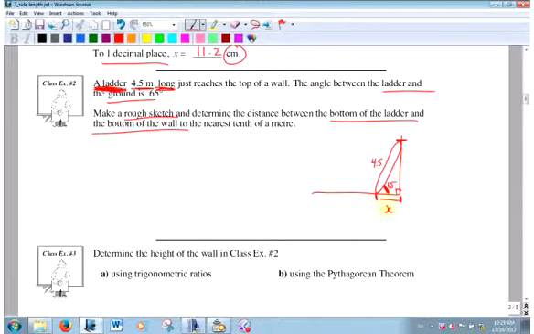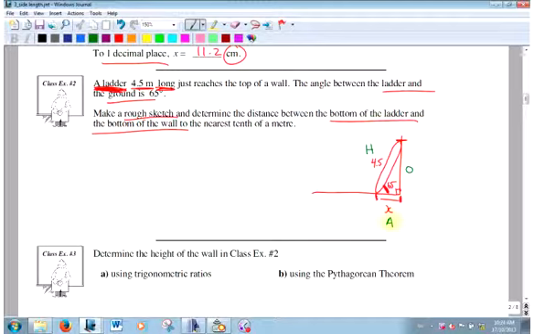X. I want to find x. First thing you should do is label your triangle. The ladder is opposite the right angle. That's the hypotenuse. For the angle in question, the wall is the opposite. So what I'm trying to solve for here is the adjacent.